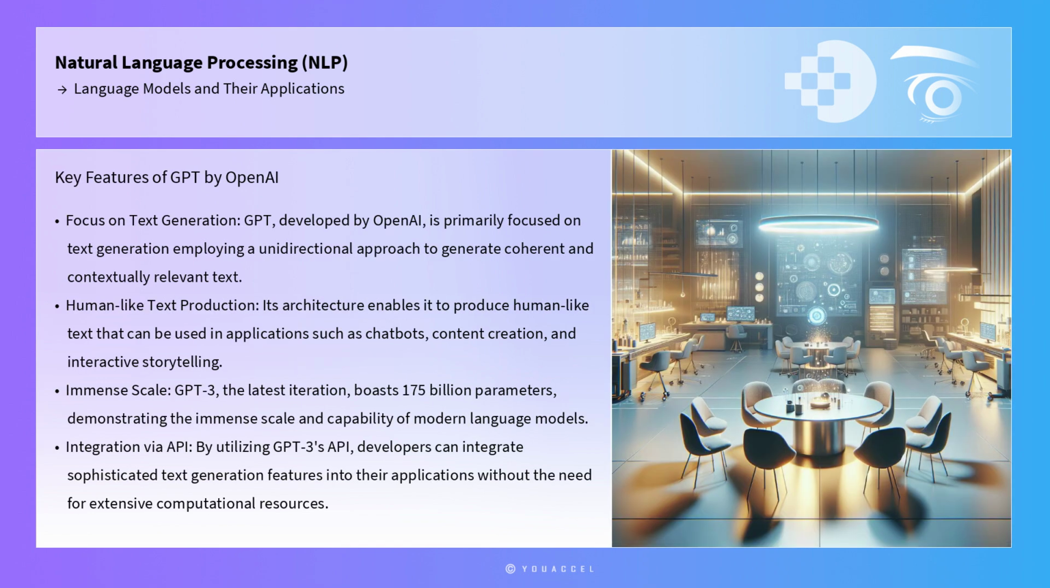In contrast, GPT, developed by OpenAI, is primarily focused on text generation. GPT employs a unidirectional approach to generate coherent and contextually relevant text. Its architecture enables it to produce human-like text that can be used in applications such as chatbots, content creation, and interactive storytelling. GPT-3, the latest iteration, boasts 175 billion parameters, demonstrating the immense scale and capability of modern language models. By utilizing GPT-3's API, developers can integrate sophisticated text generation features into their applications without the need for extensive computational resources.